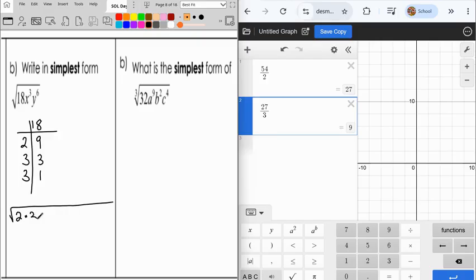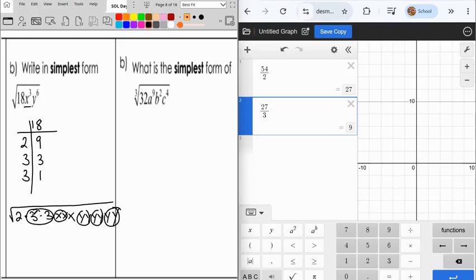2 times 3 times 3. Then we have 3 x's, 1, 2, 3, and 6 y's. 1, 2, 3, 4, 5, 6. We are doing square root, so we're circling groups of 2.